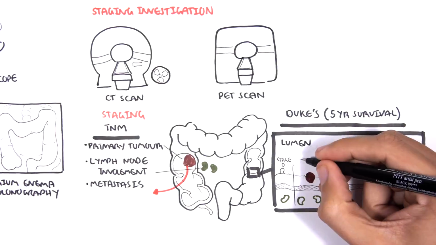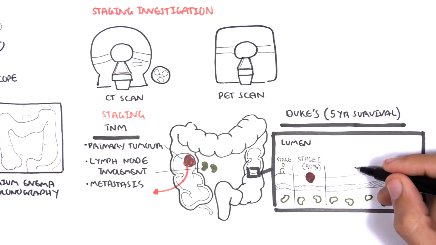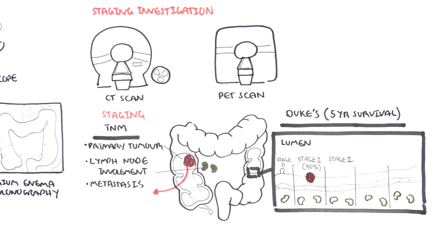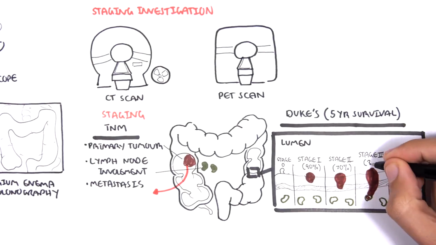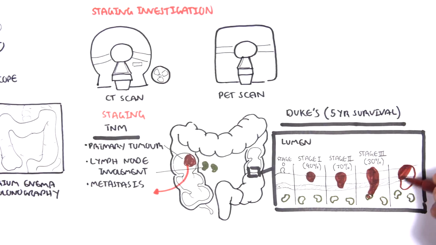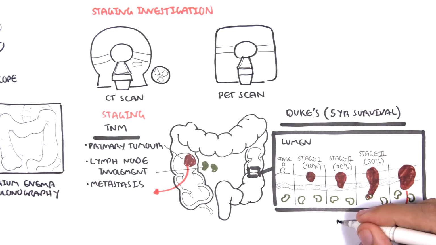So stage 1, there's a 90% 5-year survival. Stage 2, the tumor is growing even deeper, 70% 5-year survival. Stage 3, about 30%. Stage 4, it's less than 10% 5-year survival with metastasis.